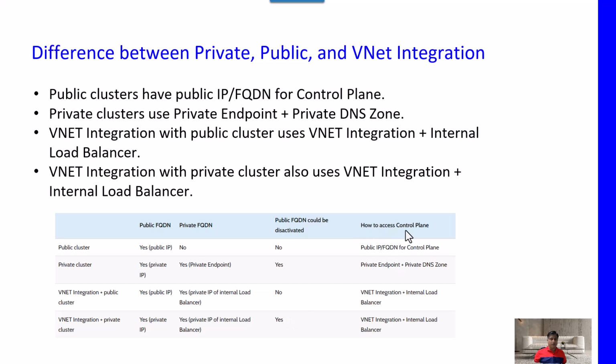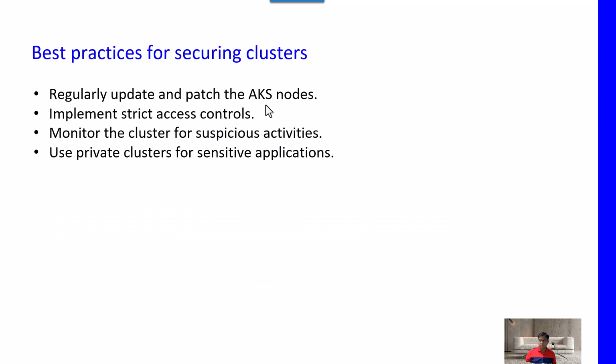So this is how the control plane is accessed. The control plane is accessed with the public FQDN, and with the private cluster, it uses a private DNS zone with a private endpoint. With the VNet integration feature plus load balancer, it actually accesses the control plane when you use the VNet integration feature for both of these private or public clusters.